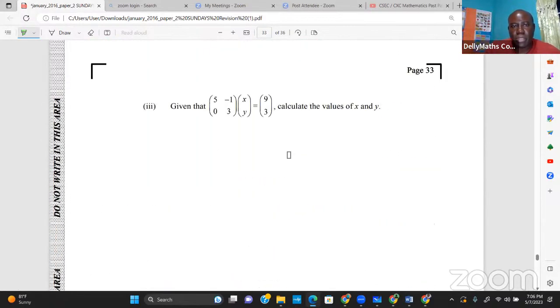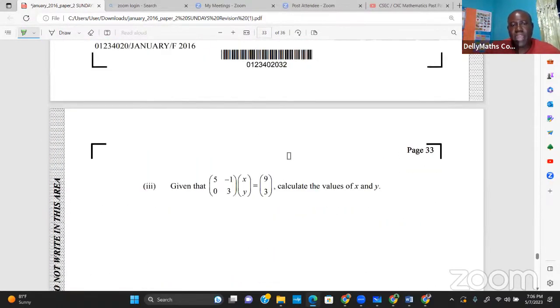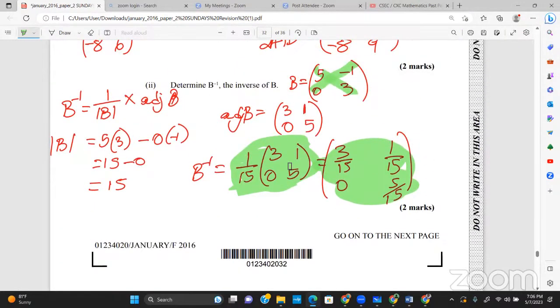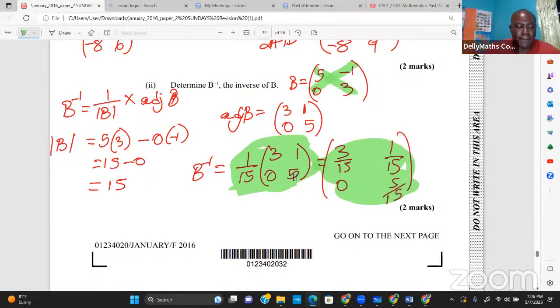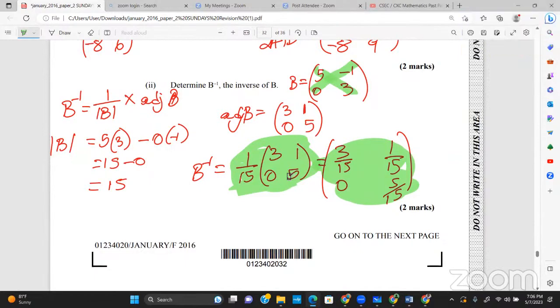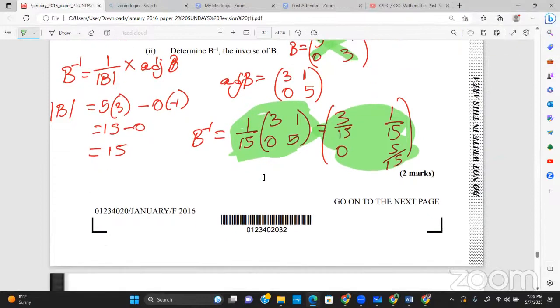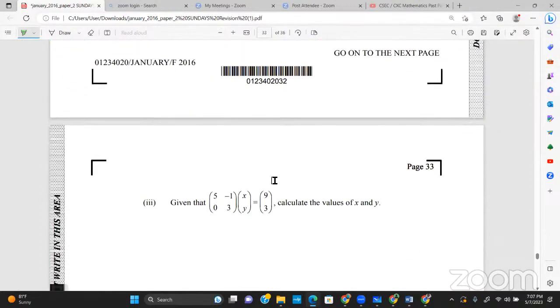Now, final question. We're at the end of the paper. Done. Last 2 marks. They're simply asking us. You can't say anything in the bracket? Go ahead, ask the question again. Do you cancel anything in the bracket? You don't have to. You can if you want, but you don't have to. Is that clear? Yes, sir.